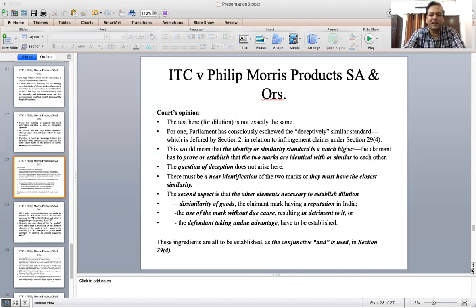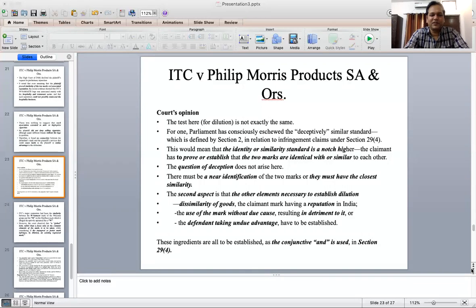That is why they have used this very term, dilution of trademark, without having deceptive similarity in this very section. This would mean that the identity or similarity standard is a little higher, and the claimant has to prove or establish that the two marks are identical with or similar to each other. So the question of deception does not arise here because that was not included in this very provision. So there must be a near identification of the two marks, or they must have the closest similarity.